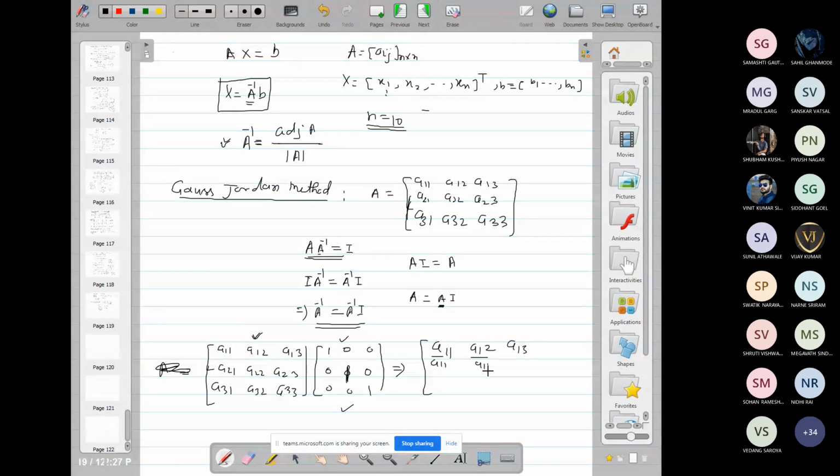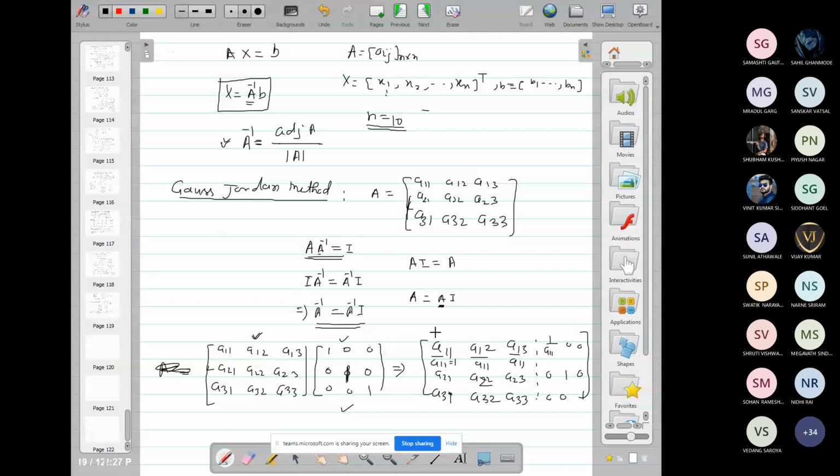So this becomes 1, and here we may consider either inside this matrix or separately, depending upon our choice. So it becomes 1 upon A11, 0, 0. And the second row as it is, A21, A22, A23, and 0 1 0, and third row A31, A32, A33, 0 0 1.